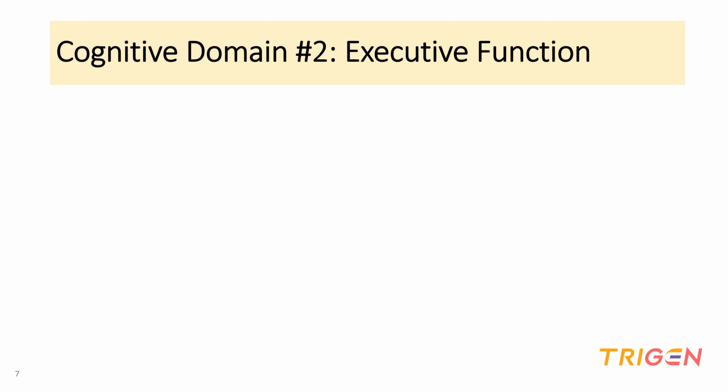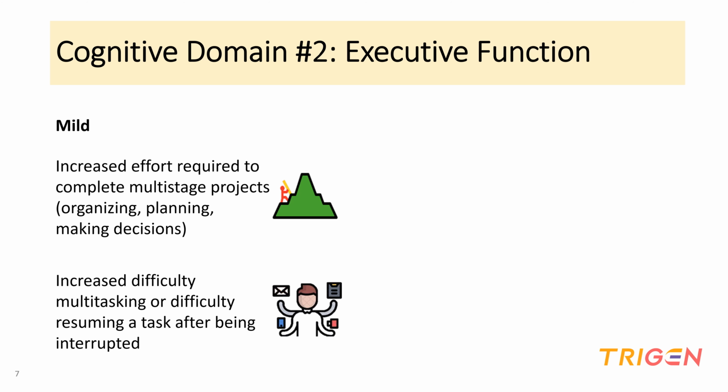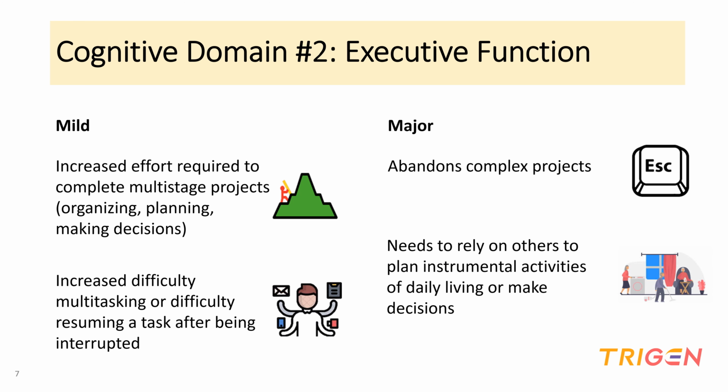Moving on, the second domain is executive function. For elderly with mild symptoms, they may require increased effort to complete multi-stage projects which involve organizing, planning, or making decisions. They may also encounter difficulty in multitasking or difficulty resuming a task after being interrupted. For elderly with more severe symptoms, they may abandon complex projects. For this group of individuals whose executive function are affected, they will eventually have an increased reliance on others to plan instrumental activities of daily living or make decisions on their behalf.